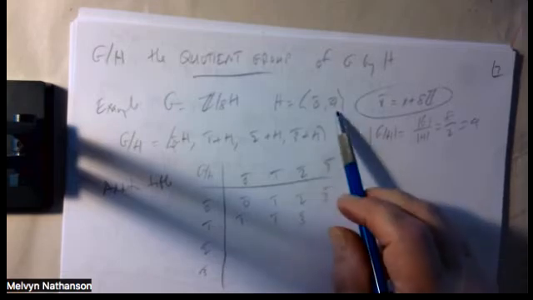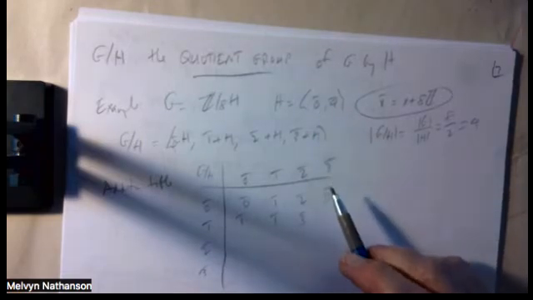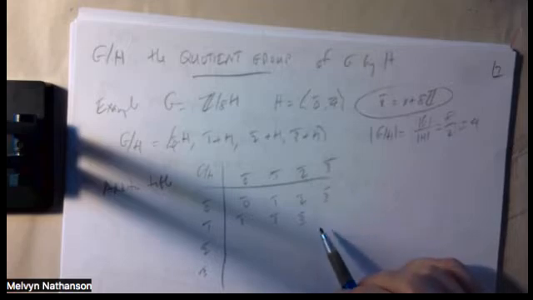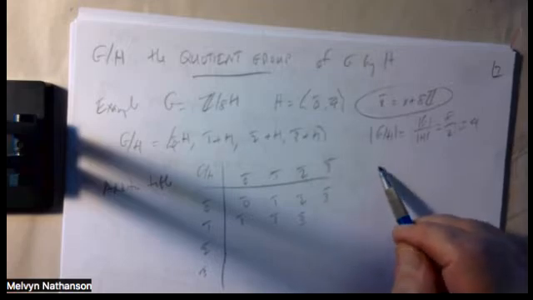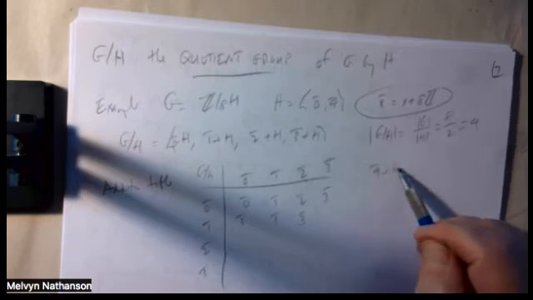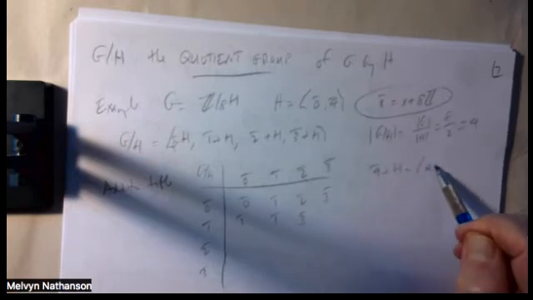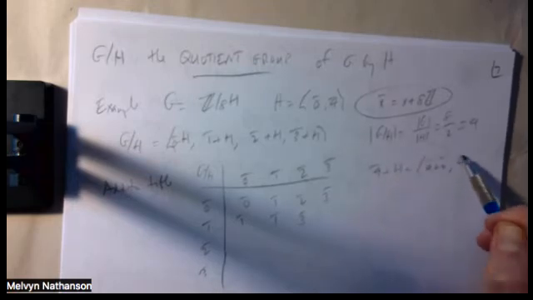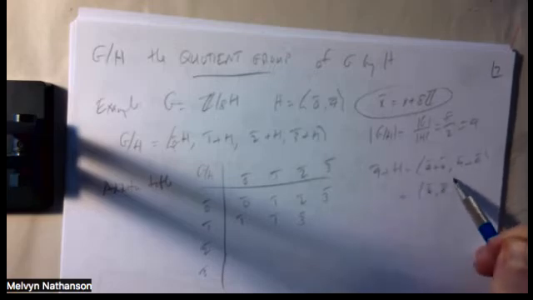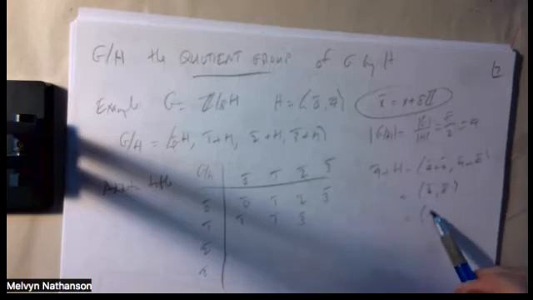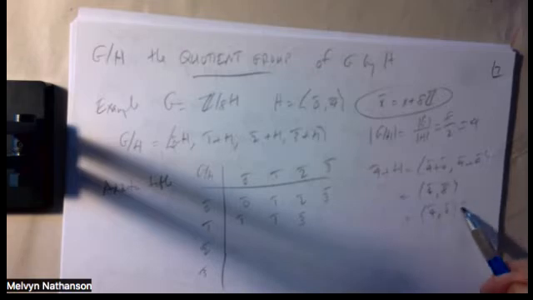But the congruence class of 4 equals the congruence class of 0. Right? Or the coset 4 plus H is 4 plus 0 and 4 plus 4, which is 4 and 8. But 8 is the same as 0 mod 8. So this is H.